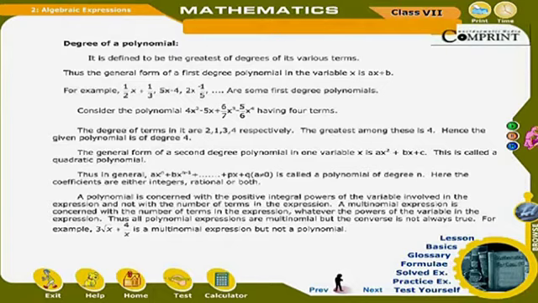A multinomial expression is concerned with the number of terms in the expression, whatever the powers of the variable in the expression. Thus, all polynomial expressions are multinomial, but the converse is not always true. For example, 3 under root x plus 4 upon x is a multinomial expression but not a polynomial.